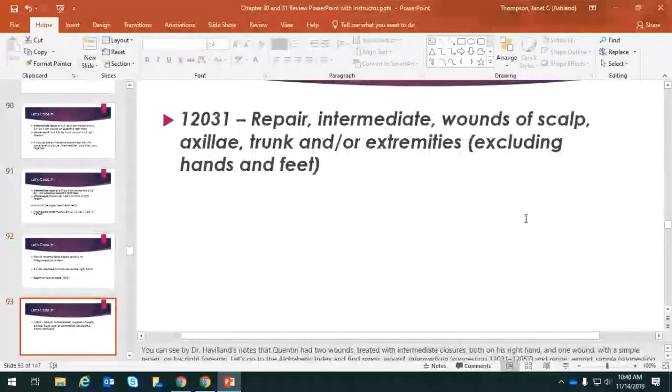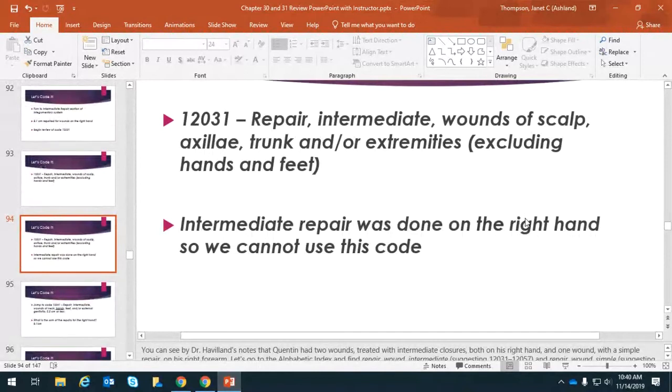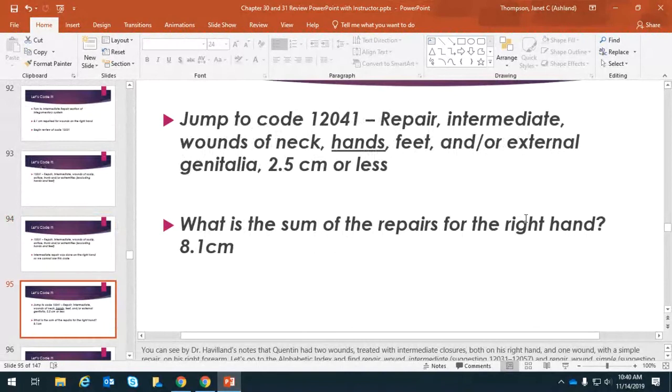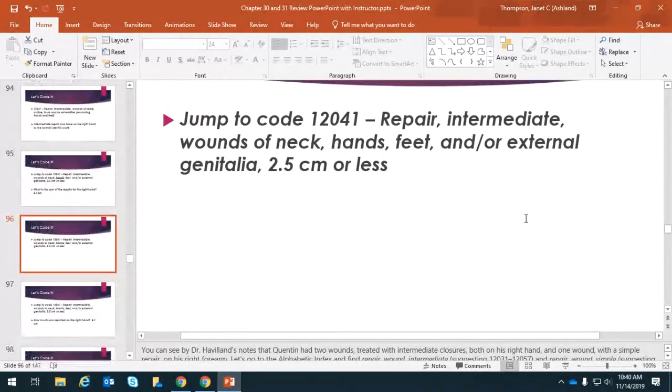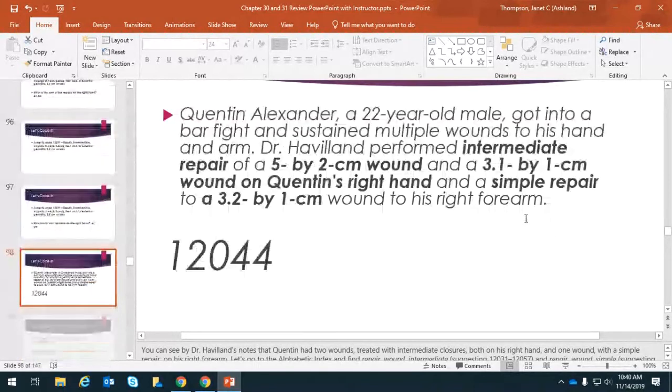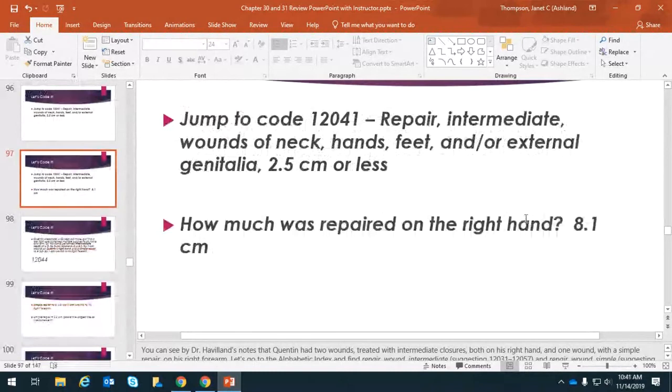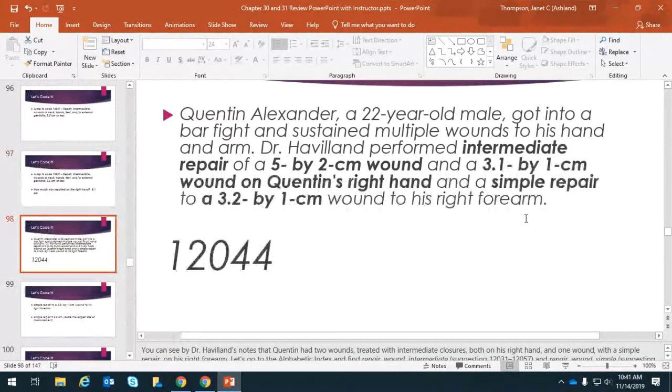Starting with code 12031, repair intermediate wounds of scalp, axillae, trunk, and or extremities, excluding hands or feet. We know specifically this was the patient's right hand, so we cannot use this code. Let's jump to code 12041: repair intermediate wounds of neck, hands, feet, and or external genitalia, 2.5 centimeters or less. What was the sum of repairs for the right hand? It was 8.1 centimeters. So that gives us code 12044, the intermediate repair of 2 wounds that were added together on the right hand.